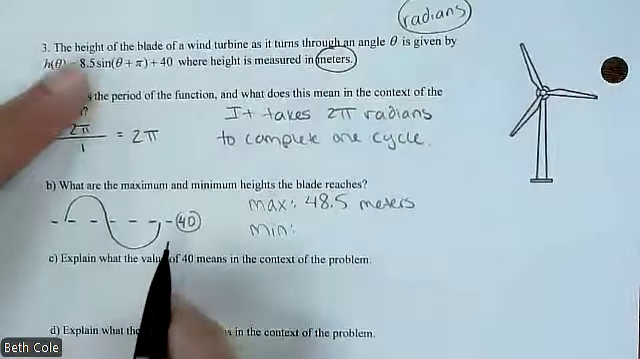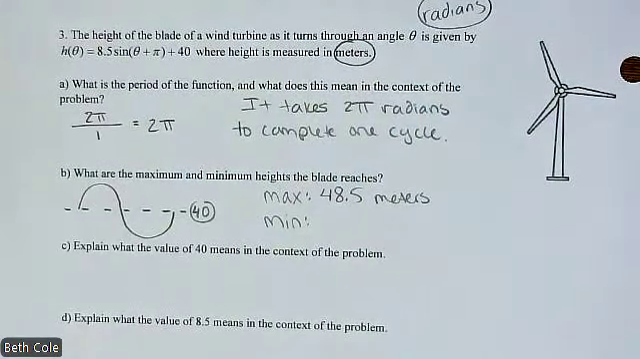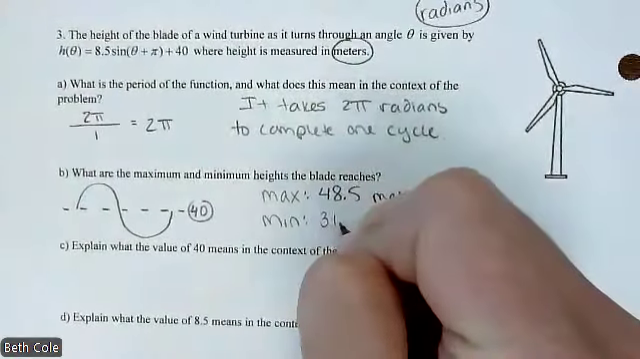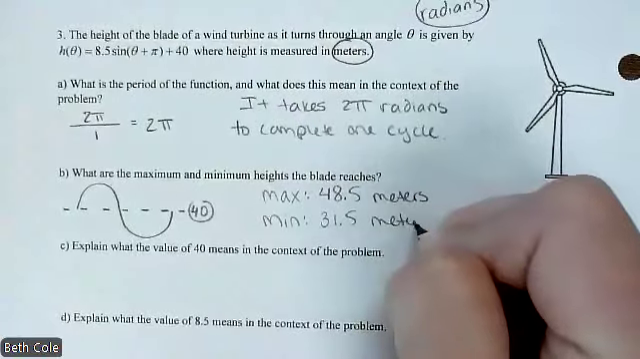And your minimum, you're going to take that center line, that 40, and you're going to subtract 8.5. So 31.5 meters.